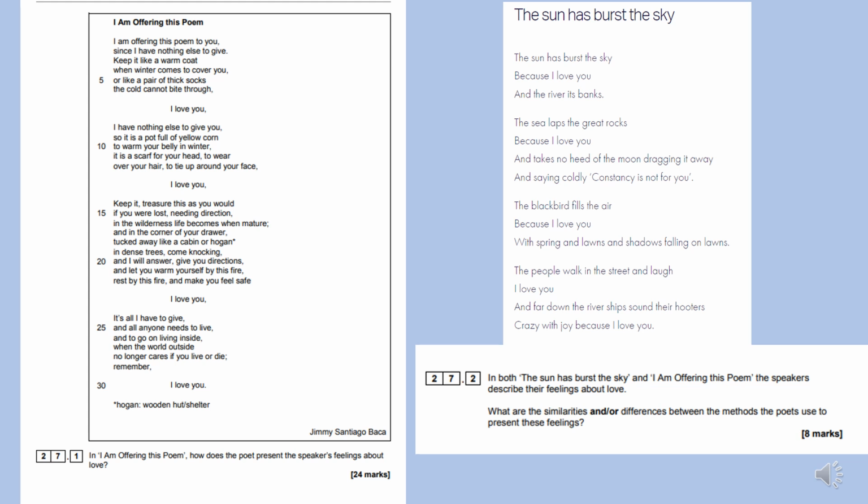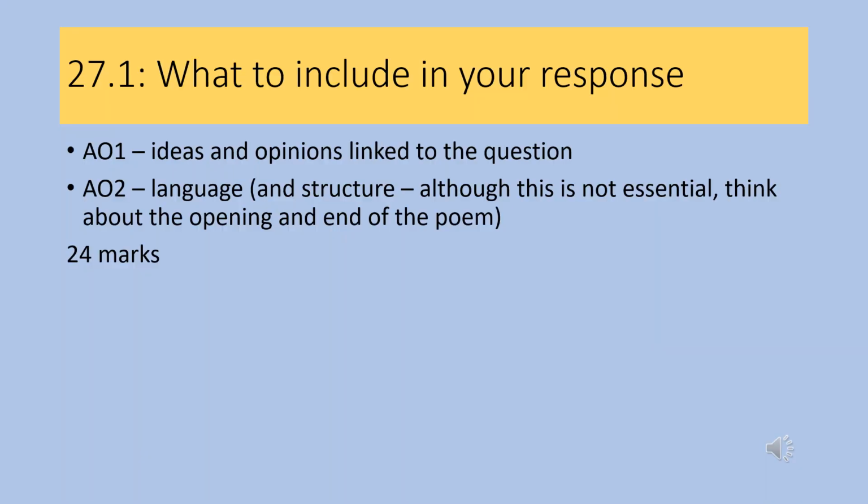So in I Am Offering This Poem, how does the poet present the speaker's feelings about love? So when you read that poem, you know there's going to be information about love. And you can see here in 27.2, in both The Sun Has Burst the Sky and I Am Offering This Poem, the speakers describe their feelings about love. What are the similarities and or differences between the methods the poets use to present these ideas or these feelings?